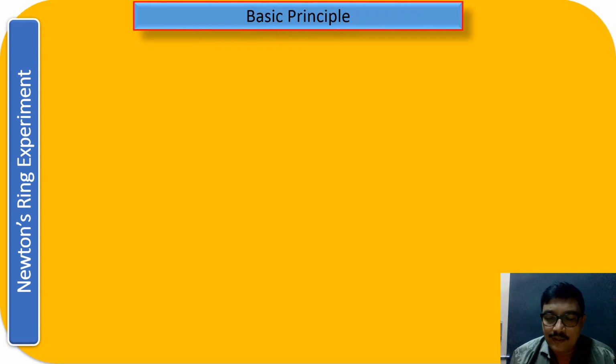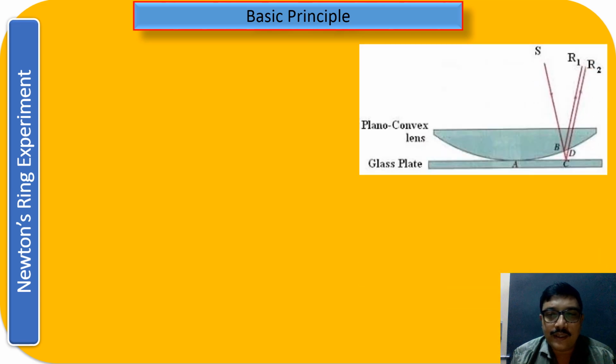Now you look at this. Here you can see a plano-convex lens. This is the glass plate. As light hits the curved surface, right? So this is the curved surface now.